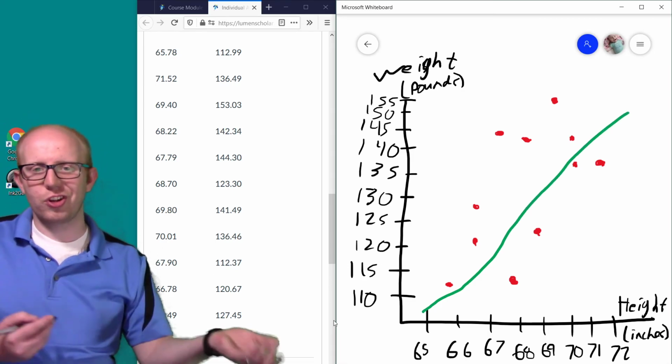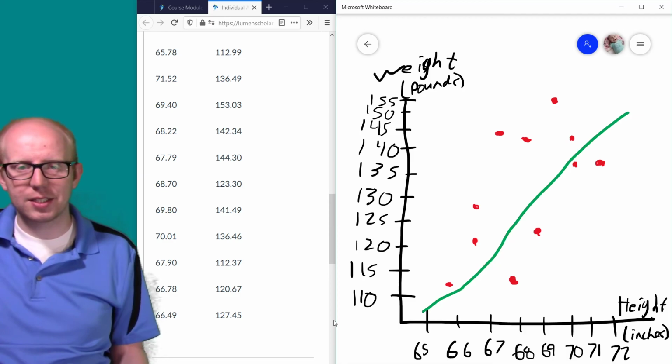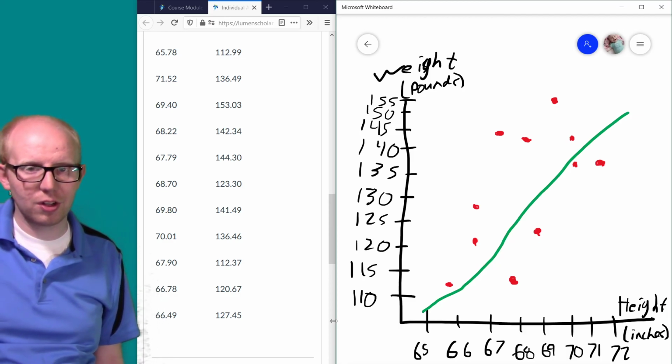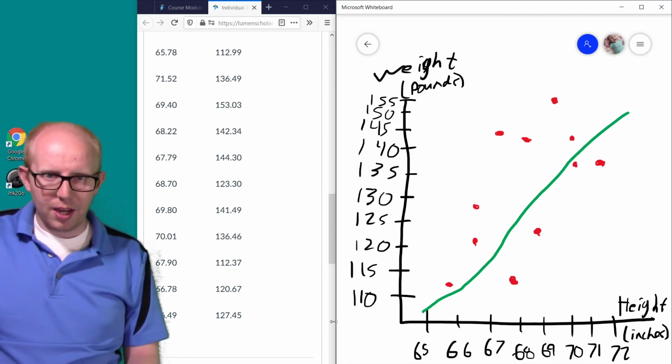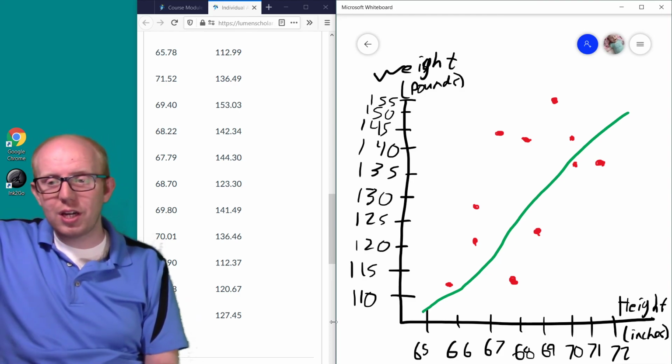Even though there's not a clear line, there still is a clear trend that as you get taller, you generally weigh more, right? Which makes sense, that you're just generally bigger if you're taller. Okay, there you go. Those are our 3 graphs.